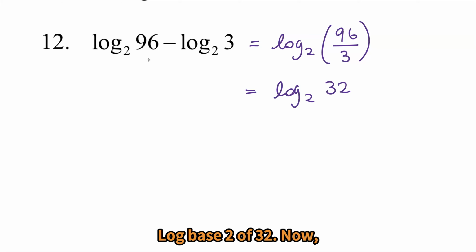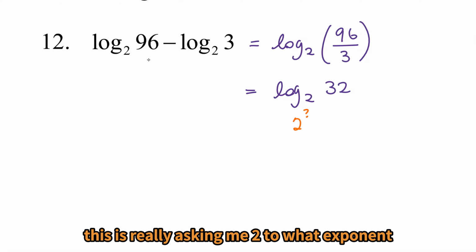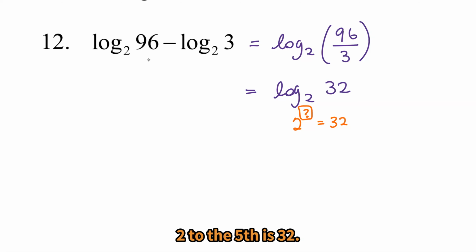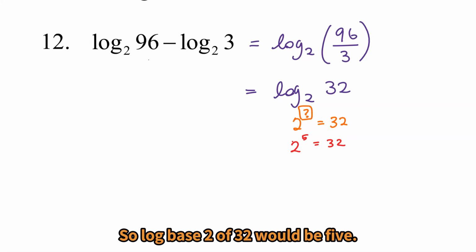Log base 2 of 32. And now, this is really asking me, 2 to what exponent gives me 32? 2 to what exponent gives me 32? 2 to the 5th is 32. So log base 2 of 32 would be 5.